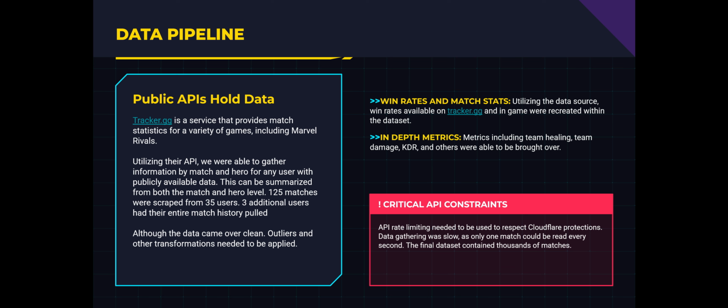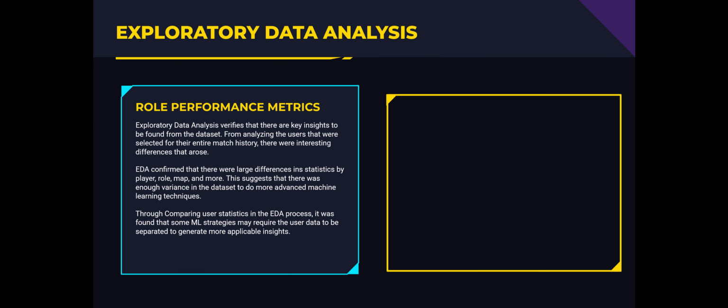A big thing that we needed to work around here was that Cloudflare had bot protections on this API, so we needed to be really slow. Ideally, we would scrape a lot more users than this, but we needed to do like 1 match per second, and there were thousands of matches that we needed to scrape. So it was pretty slow. That's kind of what limited us in the data, but it did not have the impact that I thought it would because we were able to find some pretty cool stuff.